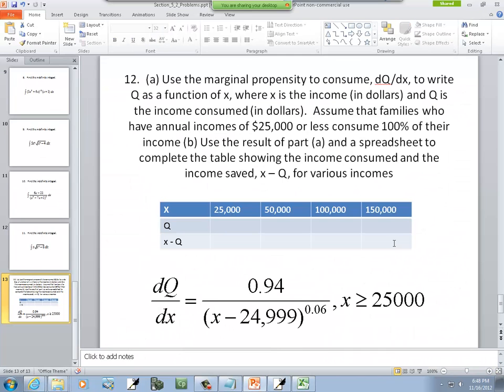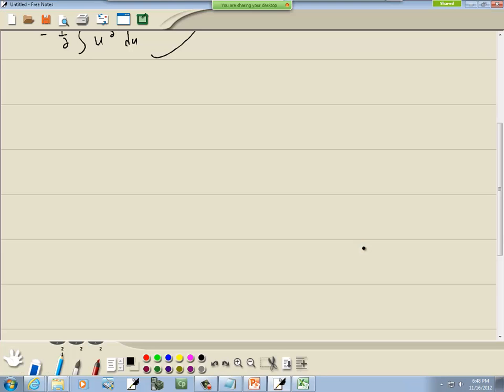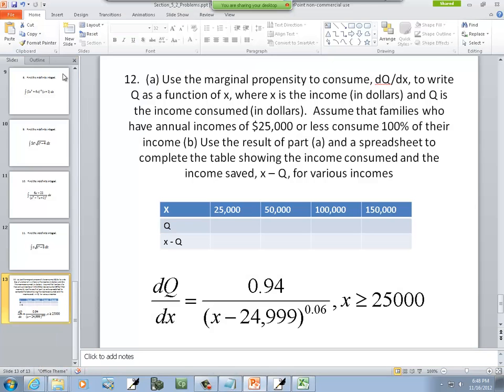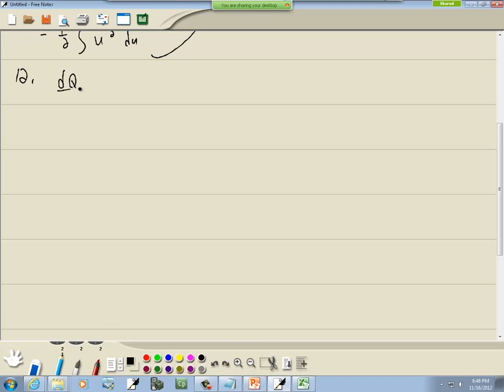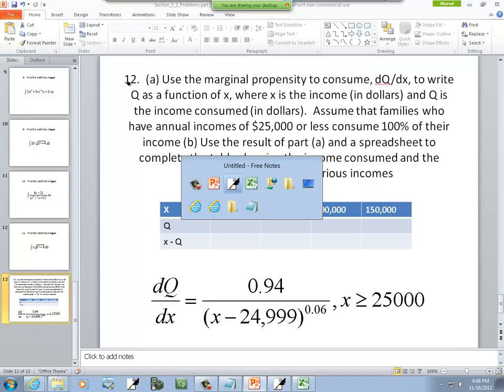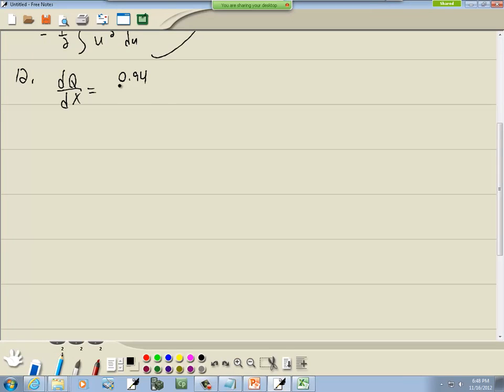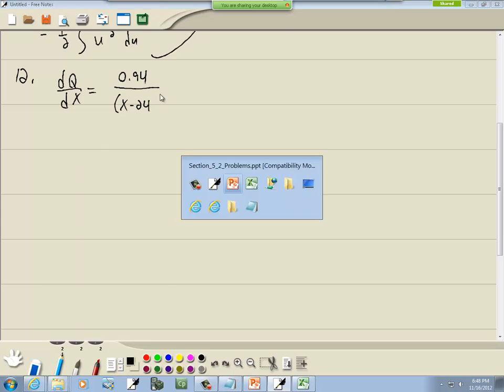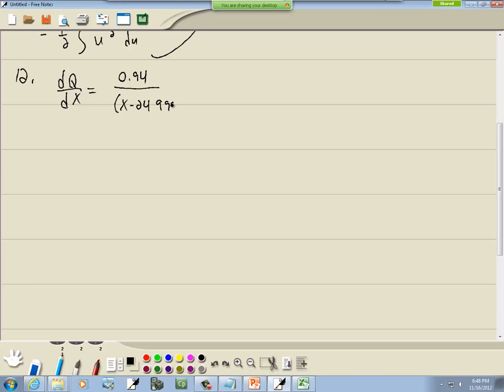Okay, we'll come back to that. Let's do the first part here. Number 12. We have dq over dx equals 0.94 times (x minus 24,999) to the 0.06, for x greater than or equal to 25,000.